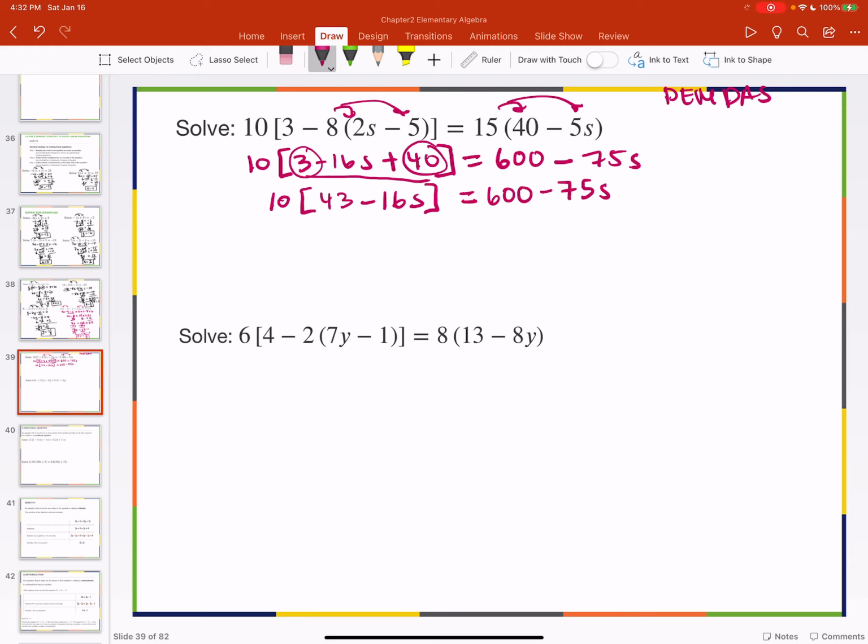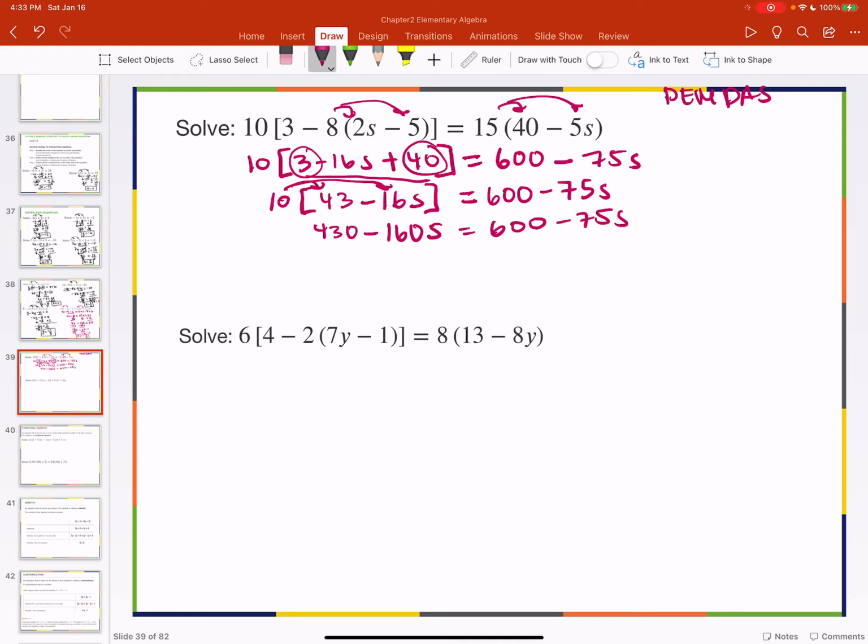So can't simplify any further on the right-hand side. But on the left-hand side, yeah, we can. So this is the same as a parenthesis. This bracket can behave as a parenthesis, so we distribute the 10. That becomes 430 minus 160s is equal to 600 minus 75s.